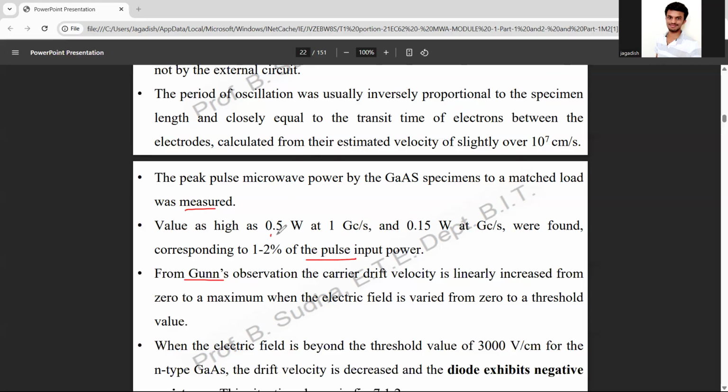See, 0.5 volts at 1 gigacycle per second and 0.15 volt at 1 giga were found, corresponding to one. Whenever you gave only 1 to 2% of input power, this was observed. From Gunn's observation, the carrier drift velocity is linearly increased from 0 to maximum whenever the electric field is varied from 0 to a threshold value.